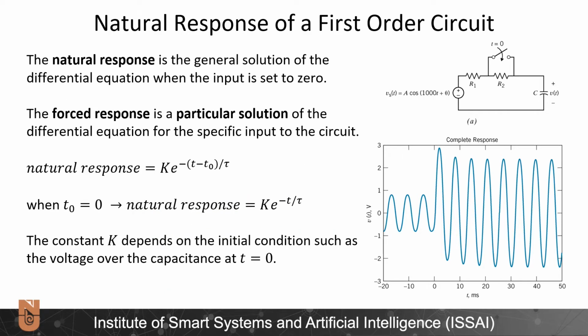The natural response is the general solution of the differential equation when the input is equal to 0. The forced response is a particular solution of the differential equation for the specific input to the circuit, for instance here the sinusoidal input. Natural response is in the form of an exponential for a first order circuit, k times e to the minus t0 divided by tau.